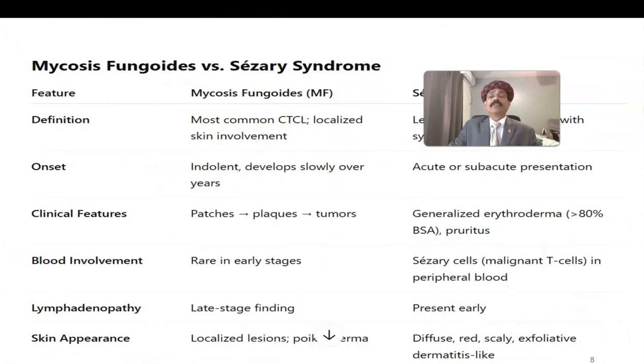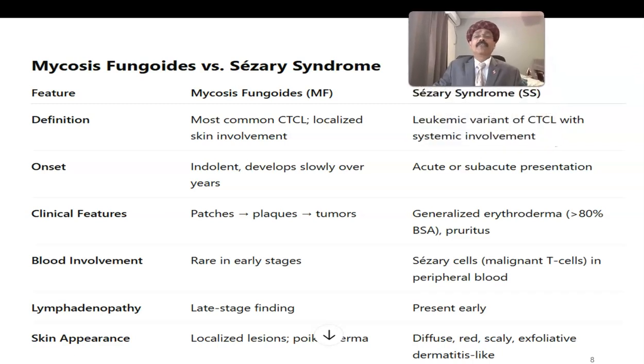Now we'll go through the differences between Mycosis fungoides and Sézary syndrome. Actually, Sézary syndrome is a type of Mycosis fungoides, the last stage, when you will get the Sézary cell, an atypical lymphocyte, in the blood. Definition: Mycosis fungoides is the most common CTCL, with localized skin involvement. Sézary syndrome is the leukemic variant of CTCL with systemic involvement. Onset: indolent, developing slowly over years, maybe 70 years. In Sézary syndrome, acute or subacute presentation.